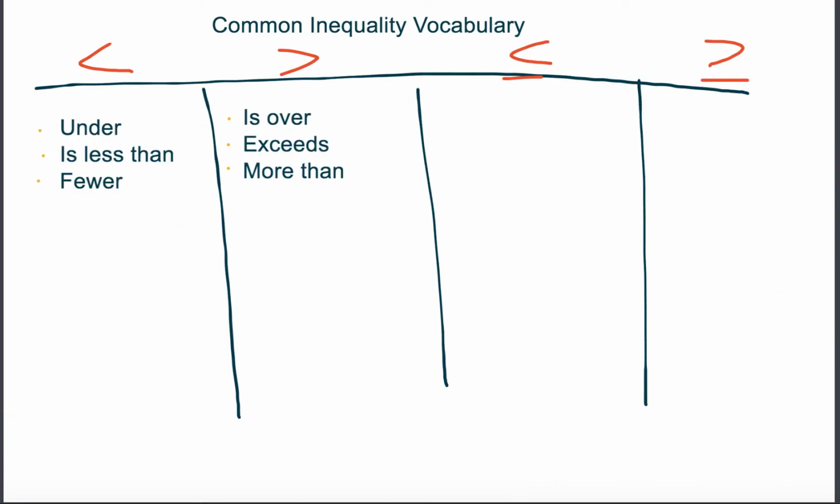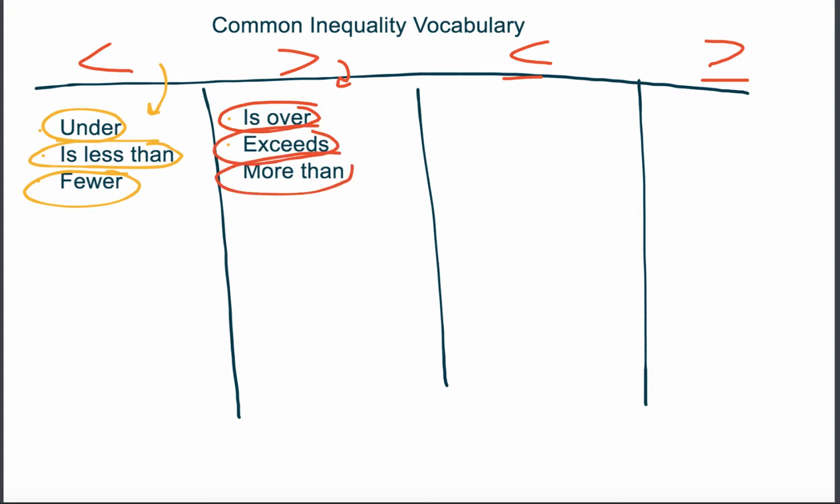Now we're going to look at some more common inequality vocabulary that will help us make sense of real-world situations. This is in your notes, so please make sure you're filling in the table. For less than, the words under, is less than, and fewer are pretty frequently seen common inequality vocabulary. For this symbol, is greater than, you might see the phrase is over, exceeds, or more than as a situation where you would use this inequality symbol.